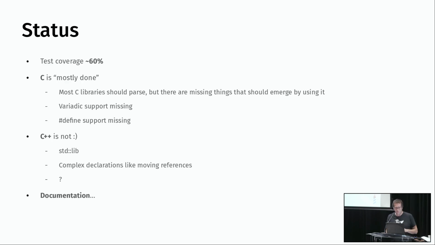Okay, so the status is that I have 60% of test coverage. I would like to arrive at least at 80%, but we are more or less okay. C is working, but variadic support is missing because I didn't implement it. It's like 10 minutes to implement, but I didn't do it. The variadic support, in fact, is just asking the user to declare which variadic functions they want to use, and we declare them like that. And C++ is on the way.